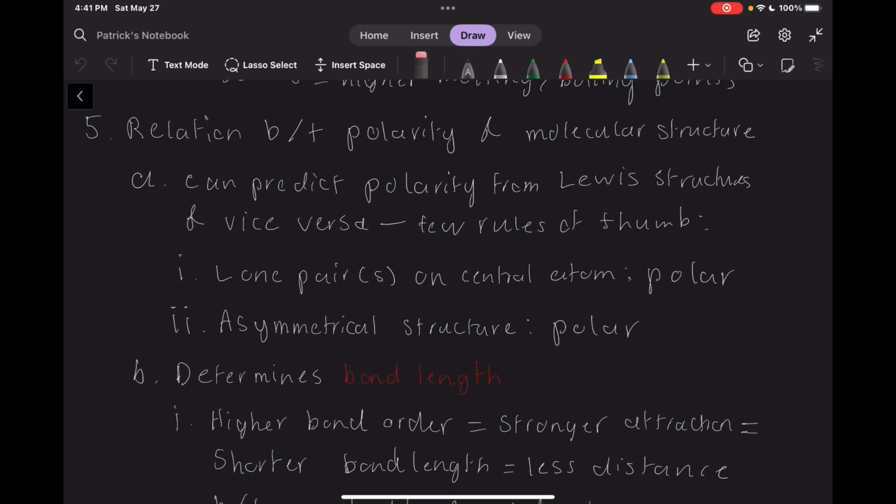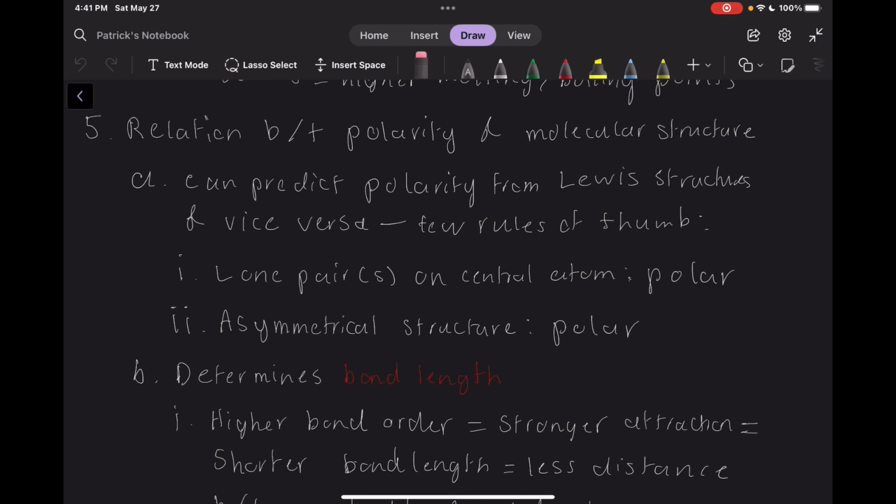At this point, we need to talk about what's maybe the most important topic of this video and the reason we revisited polarity in the first place. There is a relation between a molecule's polarity and its molecular structure. We can actually predict a molecule's polarity by looking at its Lewis structure, and vice versa.